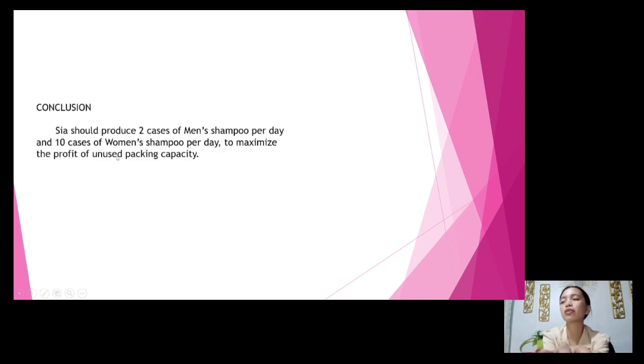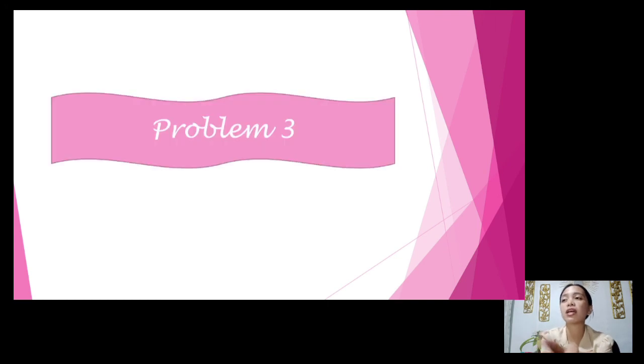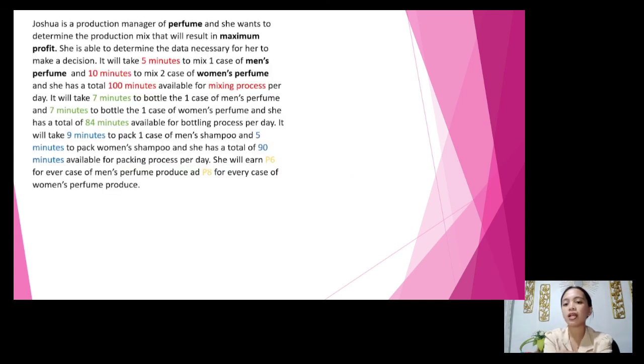So for our conclusion, Sia should produce 2 cases of underarm deodorant per day, and 10 cases of women's underarm deodorant per day, to maximize the profit of unused packing capacity. For our next problem, problem number 3, it's also the same.